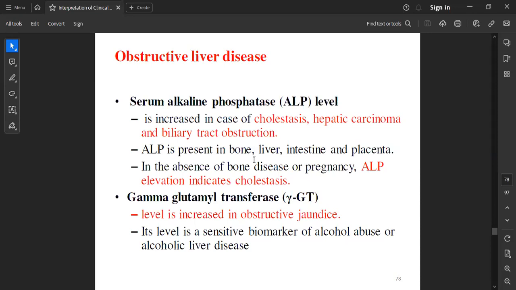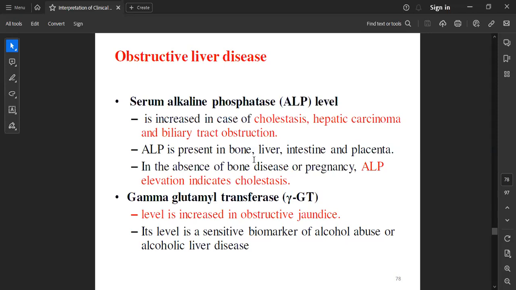Then the other parameter is alkaline phosphatase, ALP. This one is increased in cases of cholestasis, hepatic carcinoma, and biliary tract obstruction. So this is another one that will help you identify that maybe this patient has a gallstone or something. ALP is present in bone, liver, intestines, and placenta. So in the absence of bone disease or pregnancy, ALP elevation indicates cholestasis.